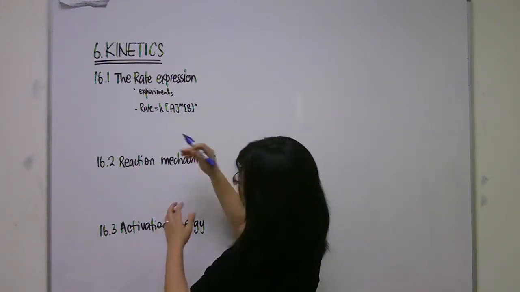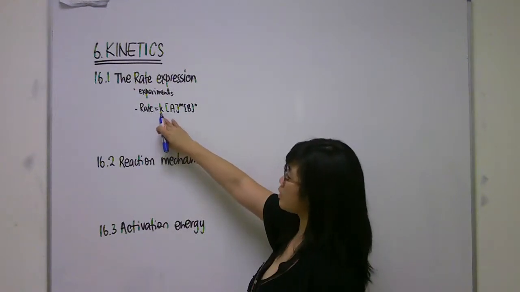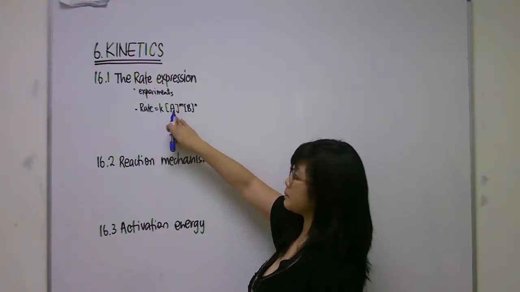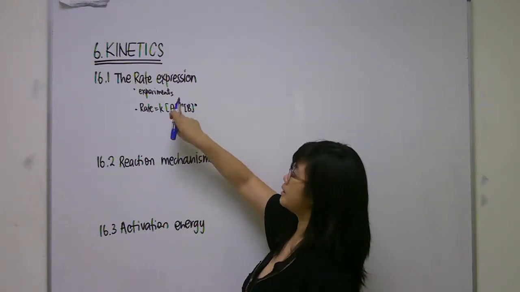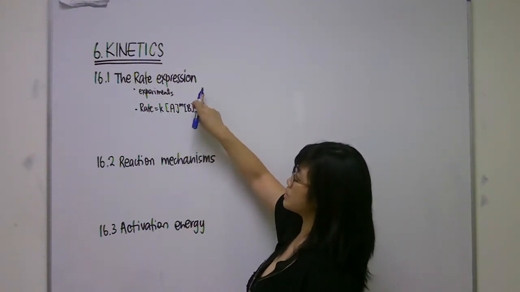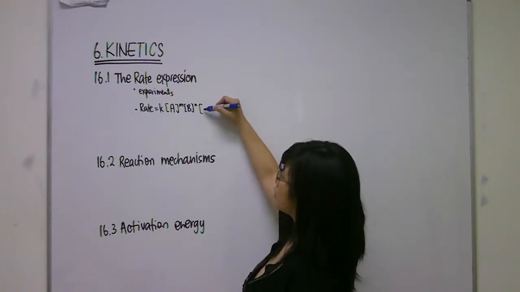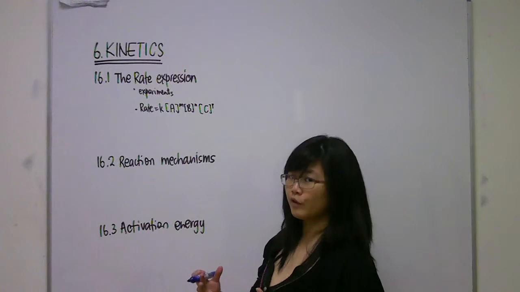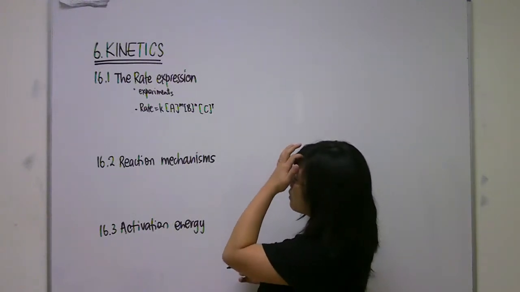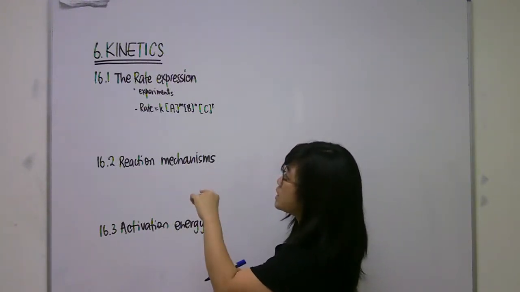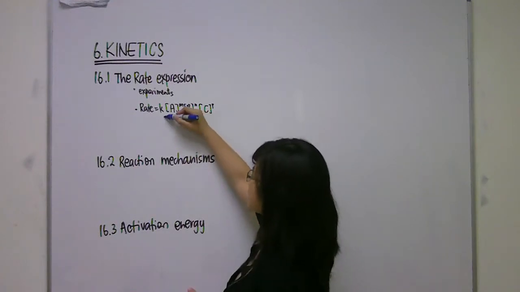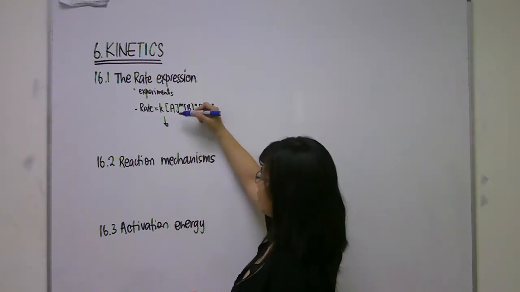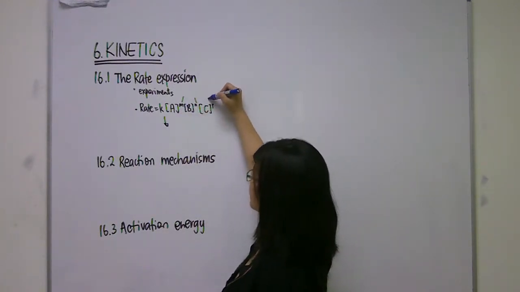And then they need to know that the general formula is like that: rate is equal to a rate constant multiplied by the concentration of the reactant to a certain order, concentration of another reactant to a certain order, and it can just continue on depending on how many reactants are involved in the rate determining step. Okay, so usually for this you need to also explain what is k, what is the order of reaction. Okay.